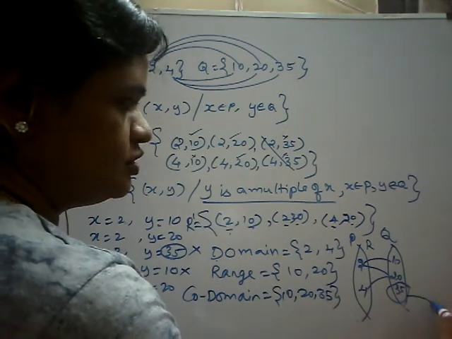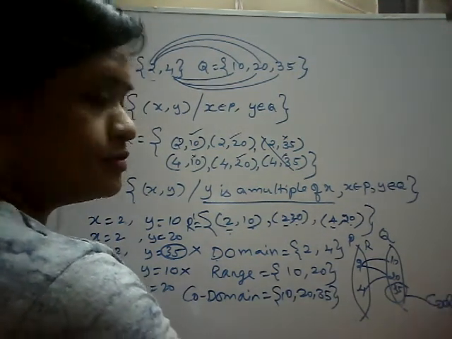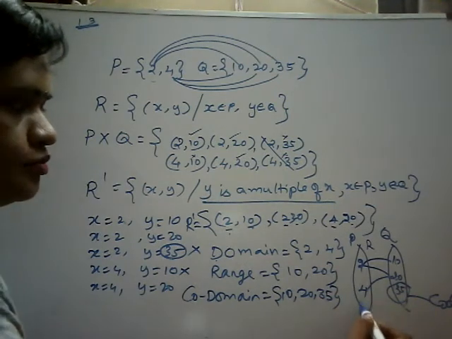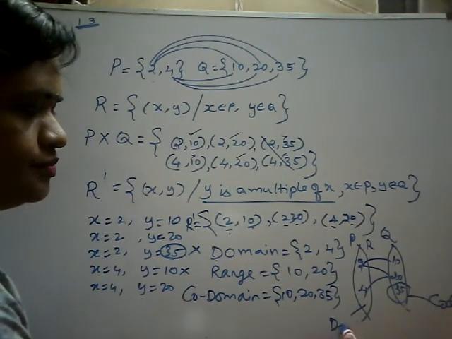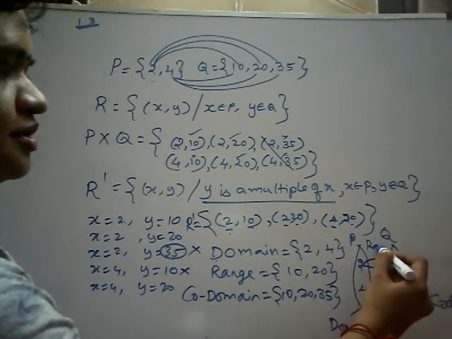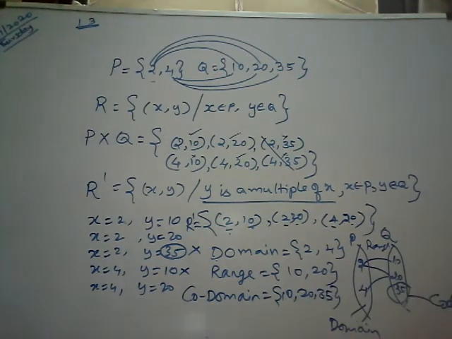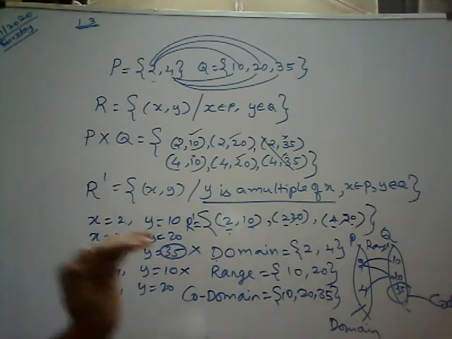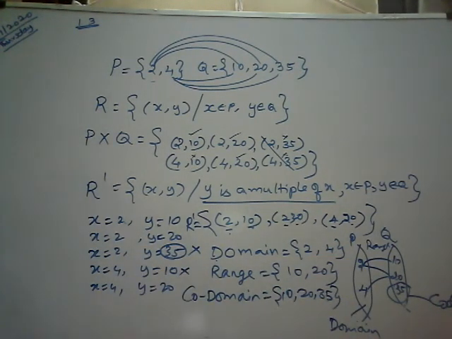So this forms the codomain, and the P set elements form the domain, and the paired ones form the range. The images of P in Q form the range. Now we understand what a relation, domain, codomain and images are, is it not? Next class we will see what a function is.